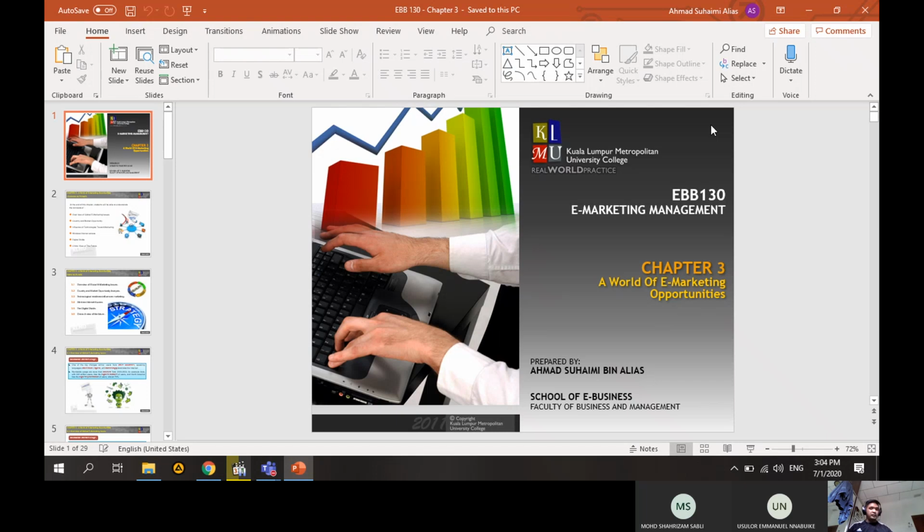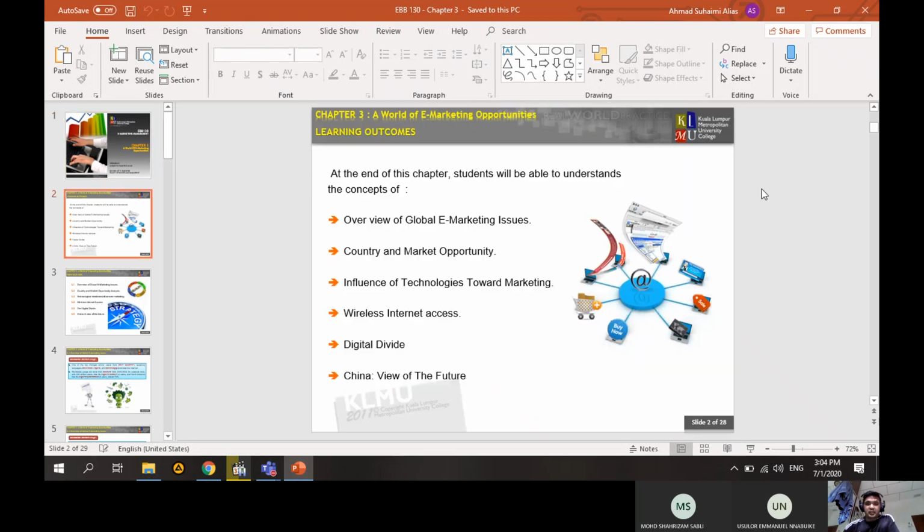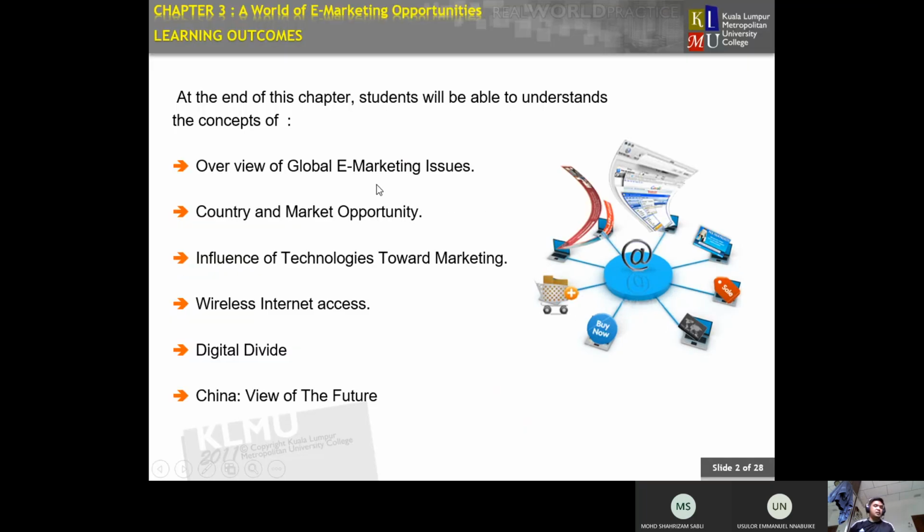In chapter 3, you will learn about the overview of global e-marketing issues, and then we look at country and market opportunities. The meaning of country here is developed and undeveloped countries. How do we make that category of country become an opportunity for us, not to sell, actually, but to promote and sell, to advertise our product and service.